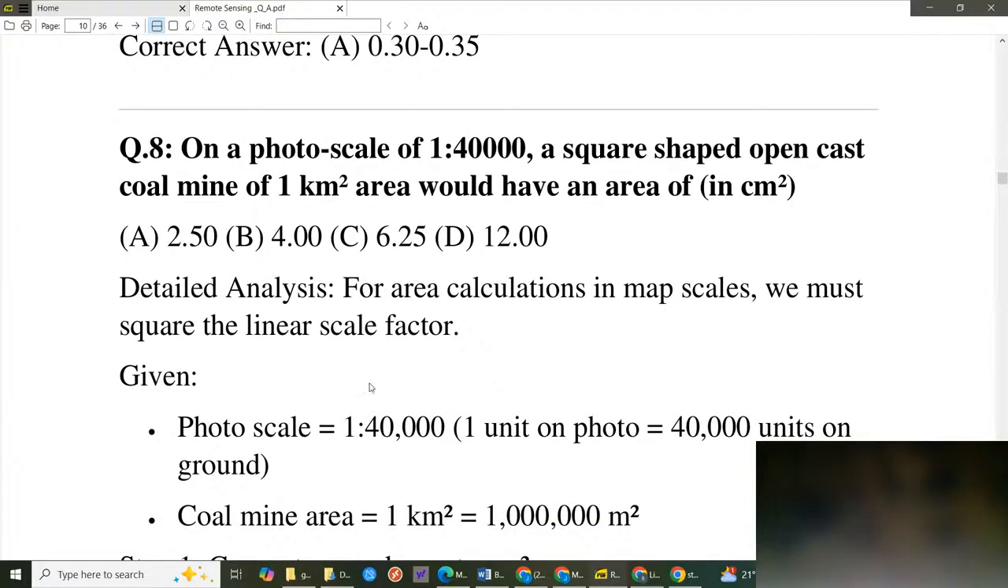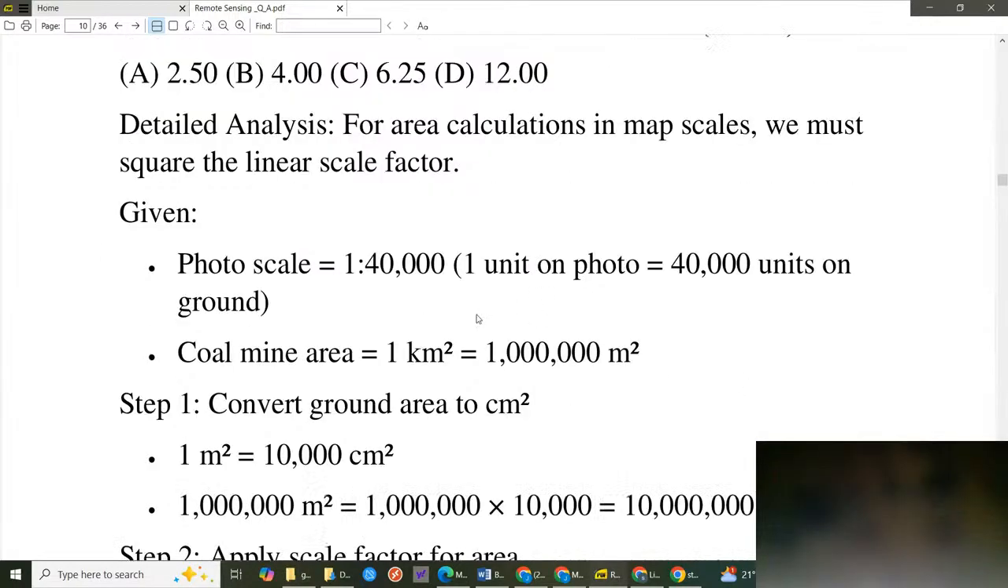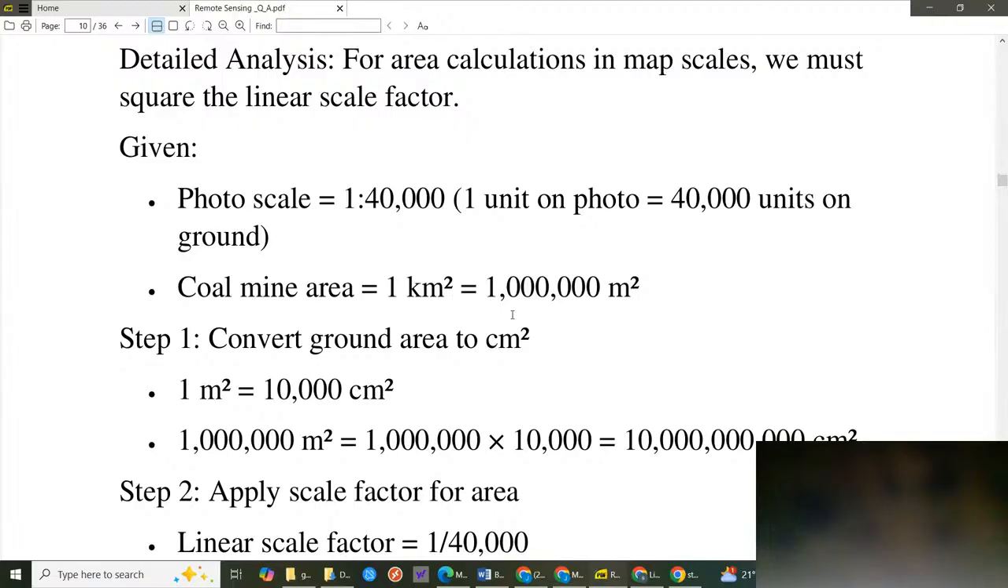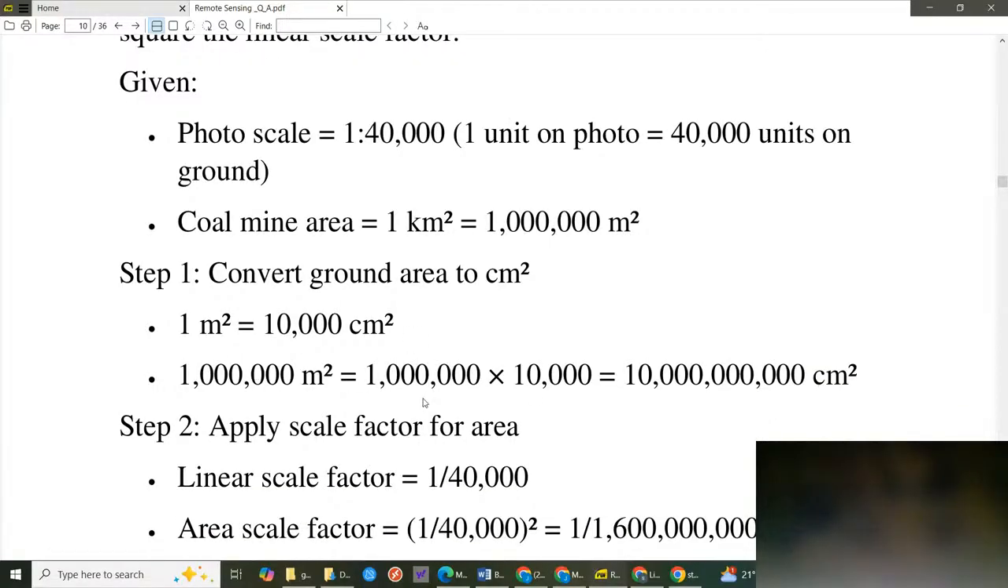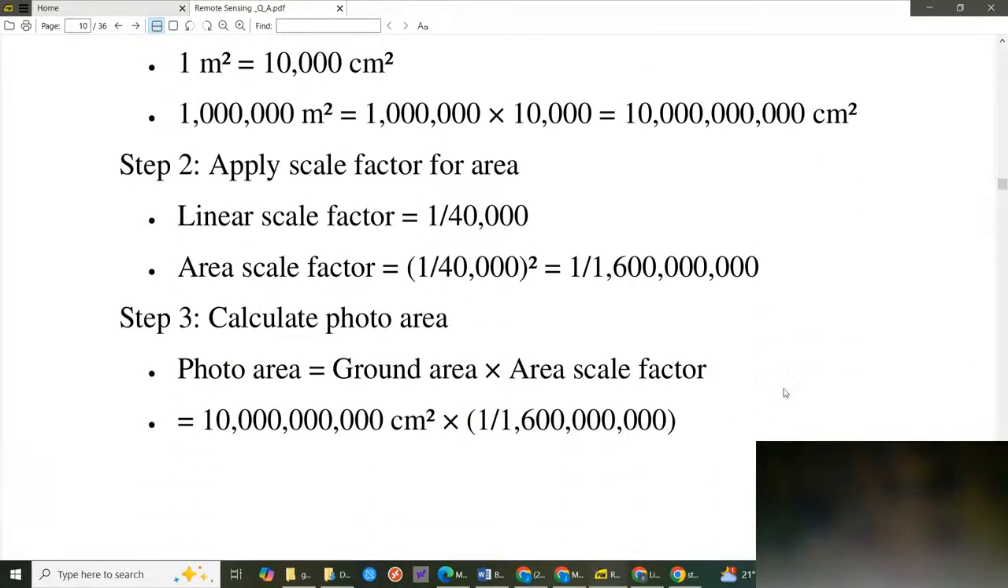Given is a photo scale of 1 is to 40,000. A unit on the photo is 40,000 units on the ground. The coal mine area is 1 square kilometer. Step 1, convert ground area to centimeter square. Then apply the scale factor for area, the square of the linear scale factor. So the calculation is just see here.